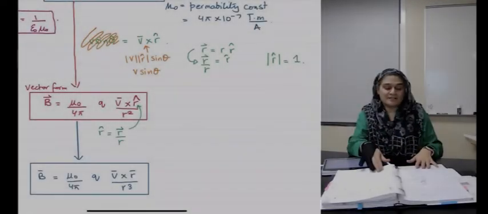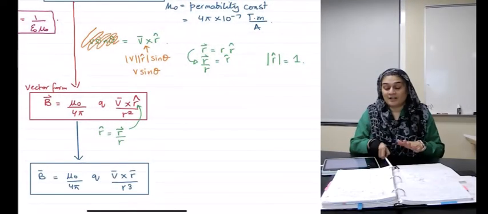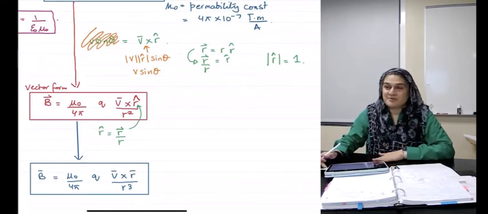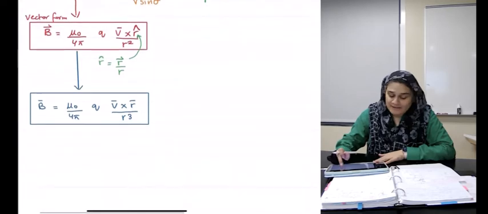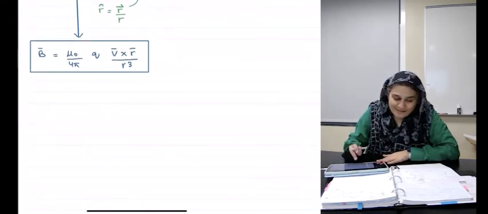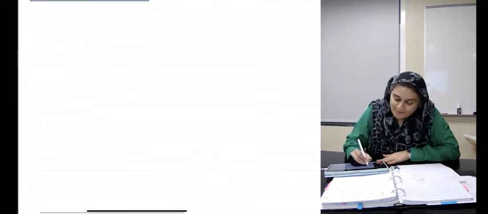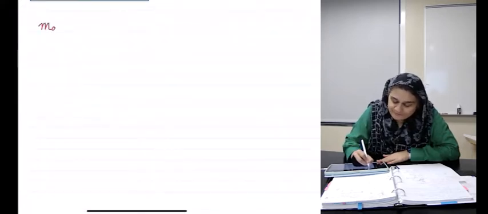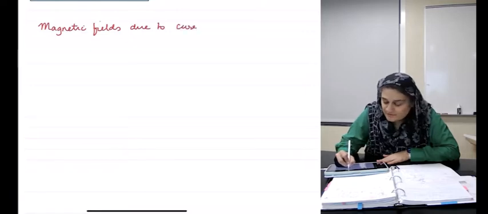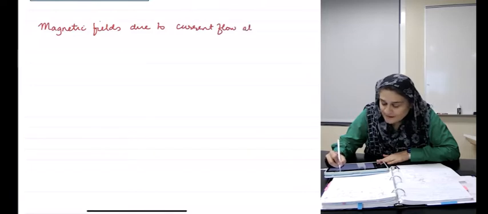So this is our thought experiment, which is all well and good, but that's just what it is. It is a thought experiment. In reality, well, keep these equations in mind. In reality, we have to find the magnetic field due to a current flow at a point.